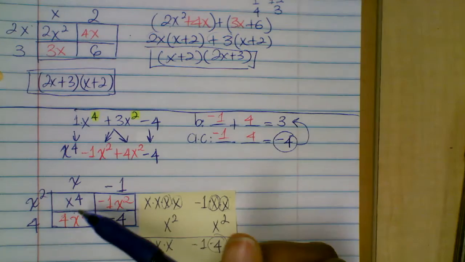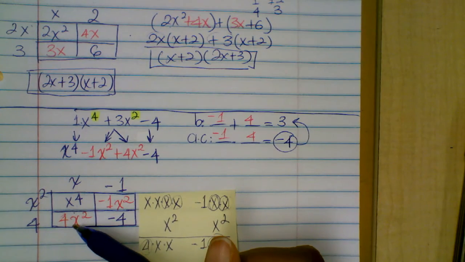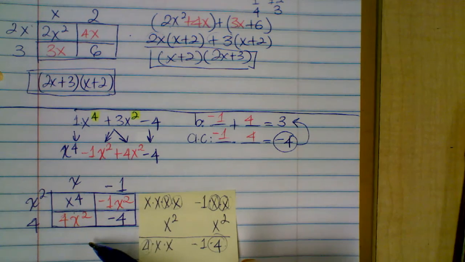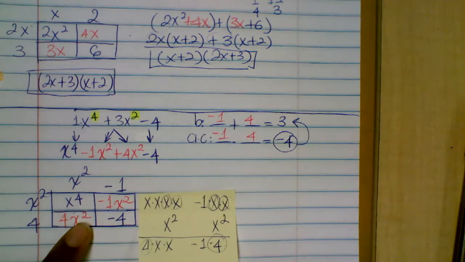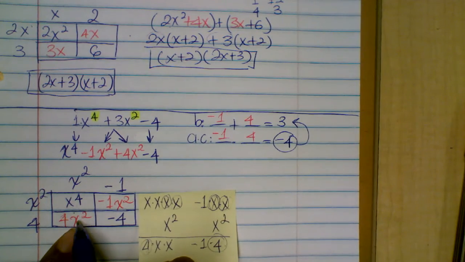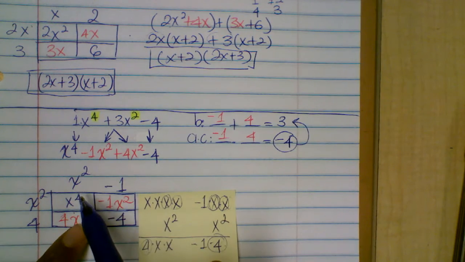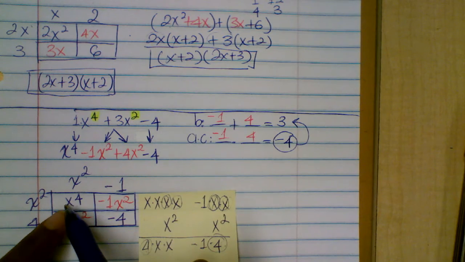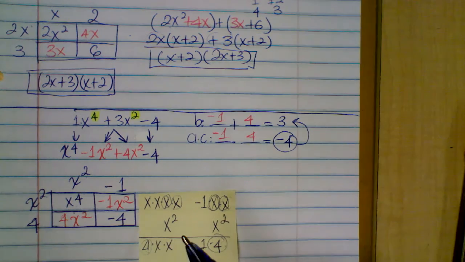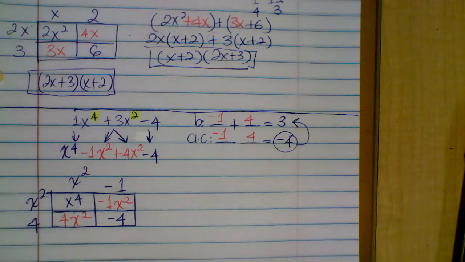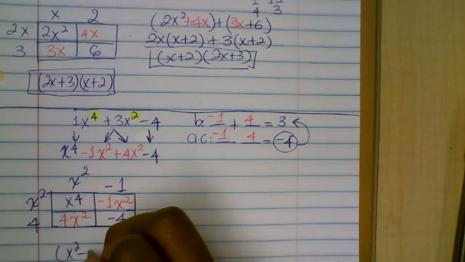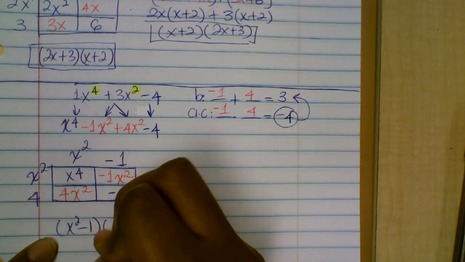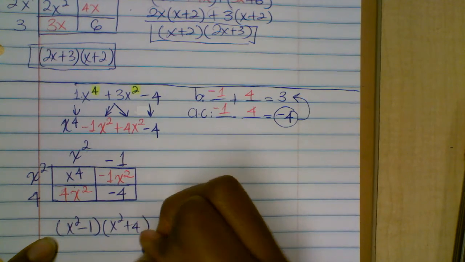And the same principle I use for x to the 4th power and 4x squared. Oh, it should be x squared here. I just realized. Okay. So the greatest common factor is going to be x squared. It cannot be 4 because you don't have a 4 by the x to the 4th power. Okay. So the factor form is going to be x squared minus 1, okay, times x squared plus 4.